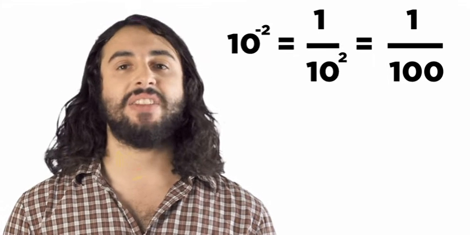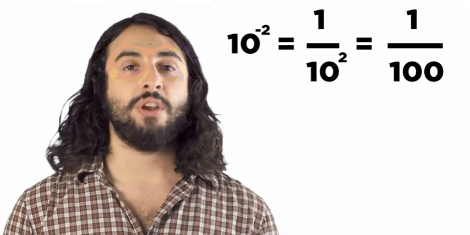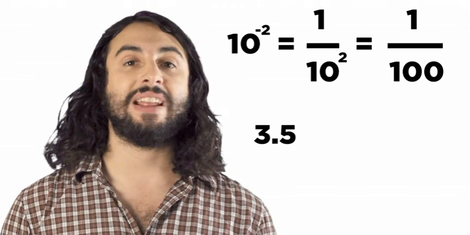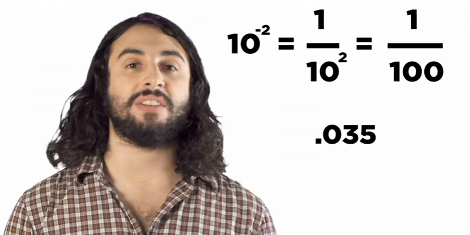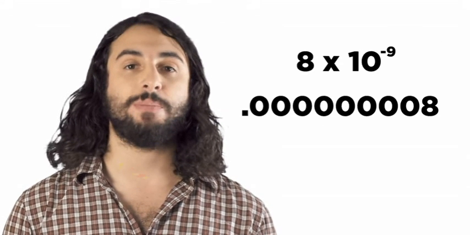We can also discuss very tiny numbers this way. 10 to the negative 2 means 1 over 10 squared, or 1/100th. So 3.5 times 10 to the negative 2 is 0.035. We can get this by moving the decimal 2 places to the left. And 8 times 10 to the negative 9 will be this number once we move the decimal 9 times.